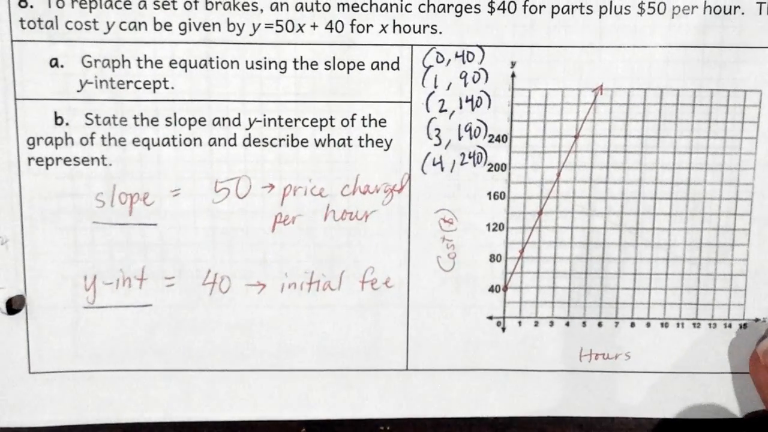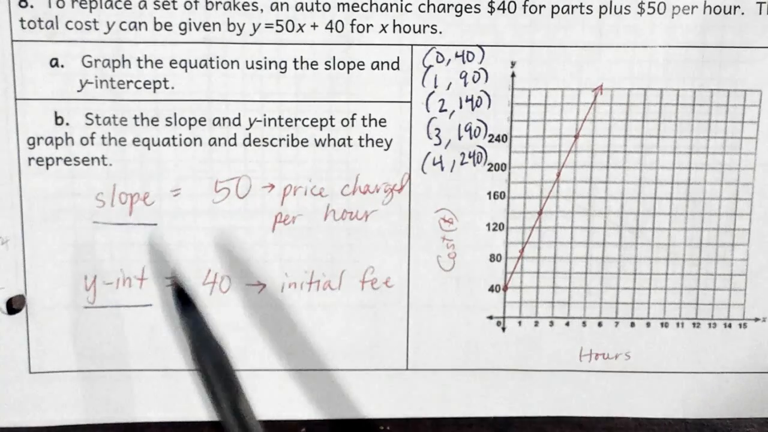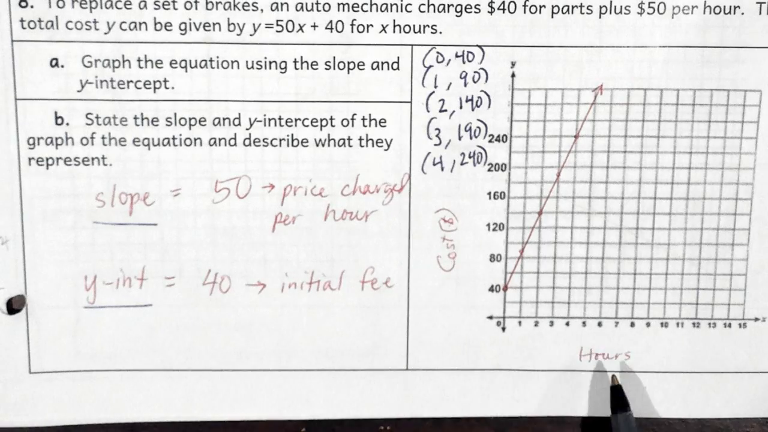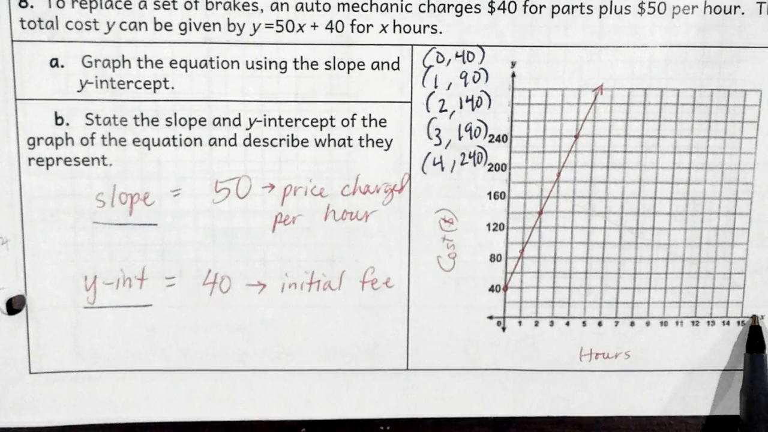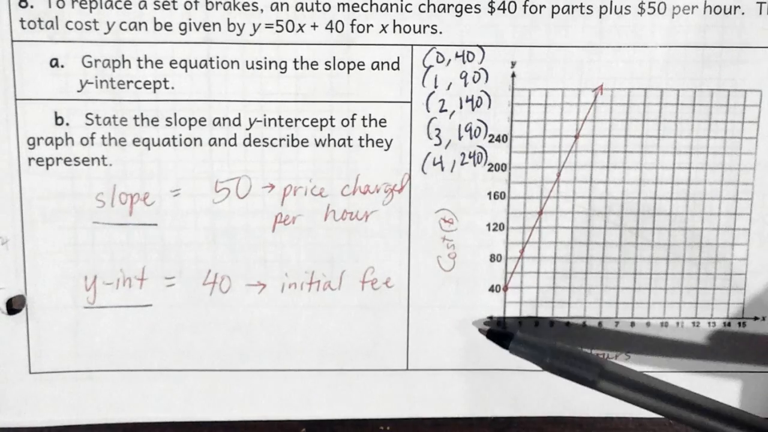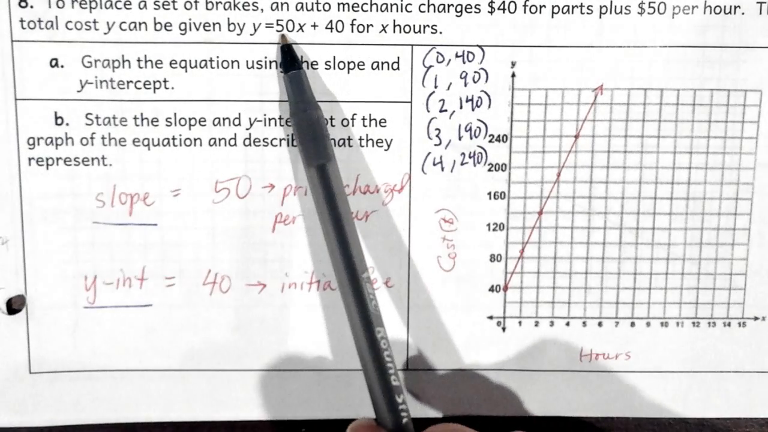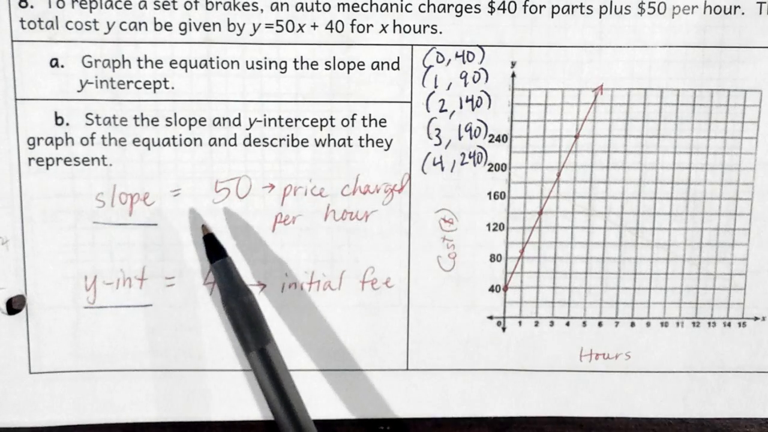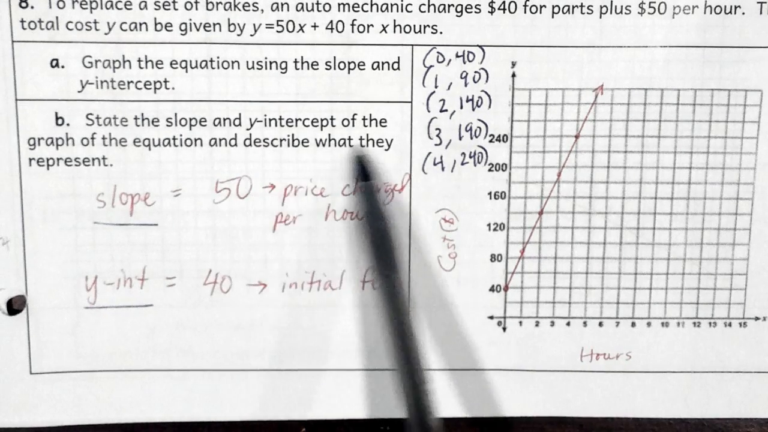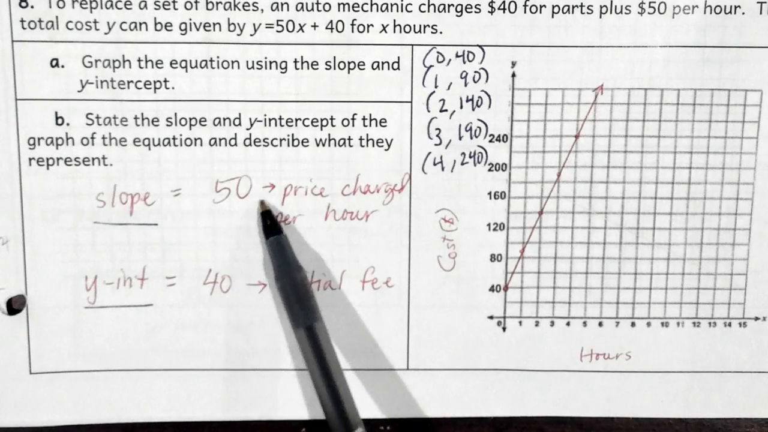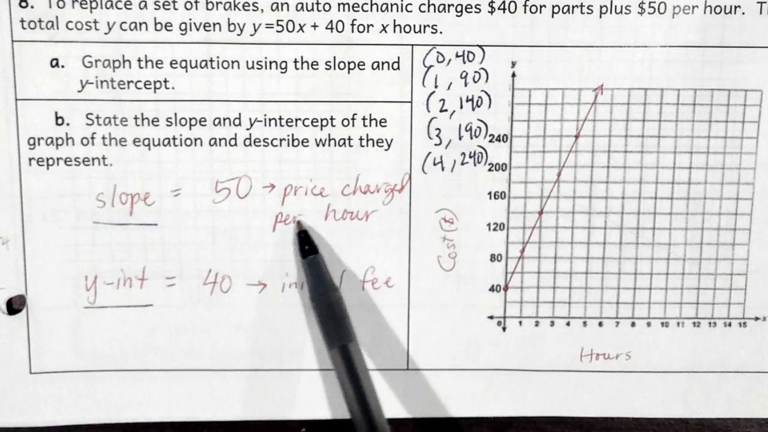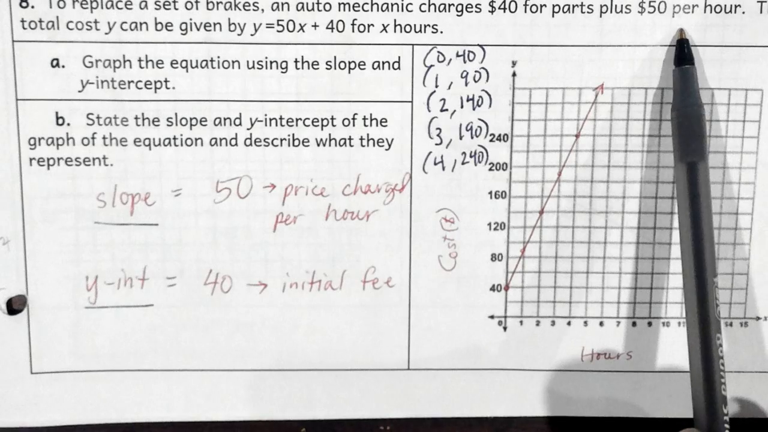On number 8, it gave you your equation y equals 50x plus 40. You had to graph them first of all. If you did not add the labels on, you will want to make sure you have that. My x was talking about my hours, my y was talking about my cost. When you looked at it, 50 was your slope, and in this case the slope meant, because it says describe what they represent, so the slope meant 50 was the price charged per hour. They told us that right here in the problem.